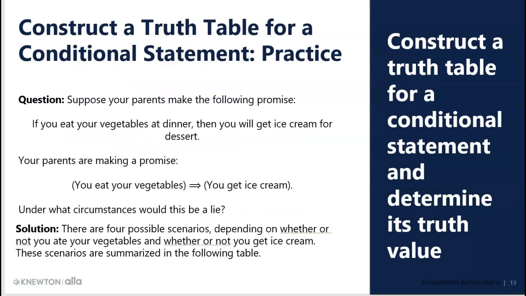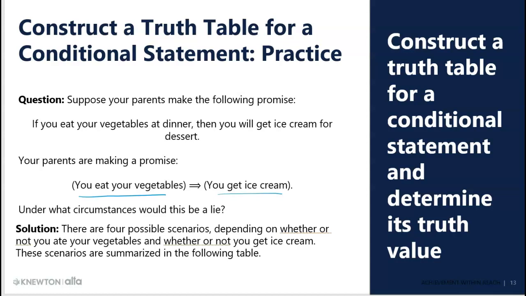So if you eat your vegetables at dinner, then you will get ice cream for dessert. This could sound like me talking to my grandson. So I made a promise. Now, if I eat my vegetables and I get ice cream, that's exactly what we expected to happen. If you eat your vegetables and you don't get ice cream, you say, hey, wait a minute, you said I'd get ice cream. Keep your promise.